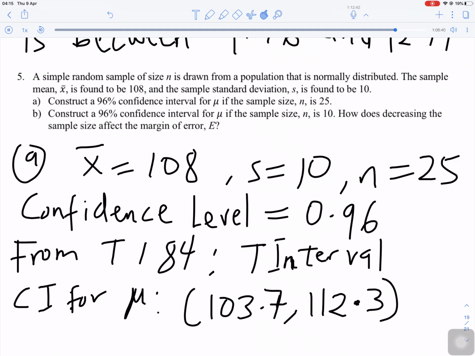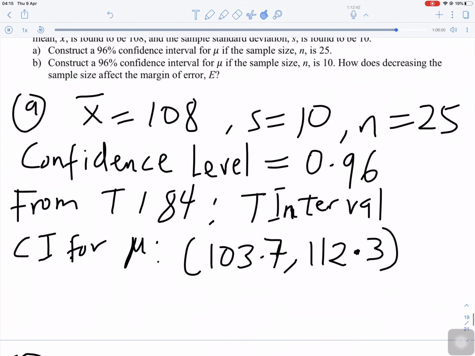So we go through the process. You press stat, highlight tests, and select option 8, T interval. After that, because we have the summary stats, you select stats, then you enter your sample mean x bar, s, and n, and also specify the C level. C level in this case is 0.99.